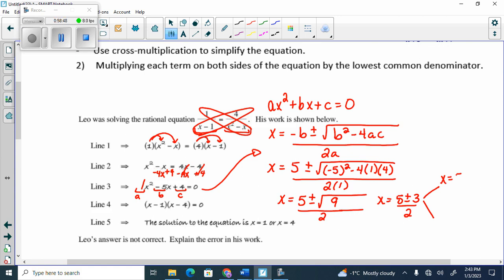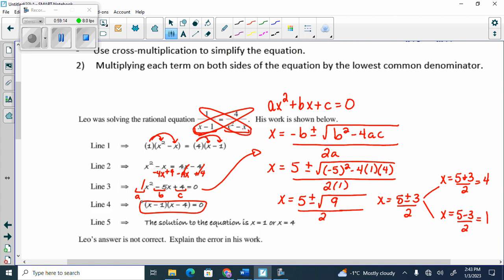x equals 5 plus 3 divided by 2, which is 4. x equals 5 minus 3 divided by 2, which is 2 divided by 2, which is 1. So say they go this route. Say they show you it as a factor, and you're like, uh-oh, I can't do factoring. With the quadratic formula, you get x equals 1 and 4. If I solve this one out, I get x equals 1 and 4, so we're good.